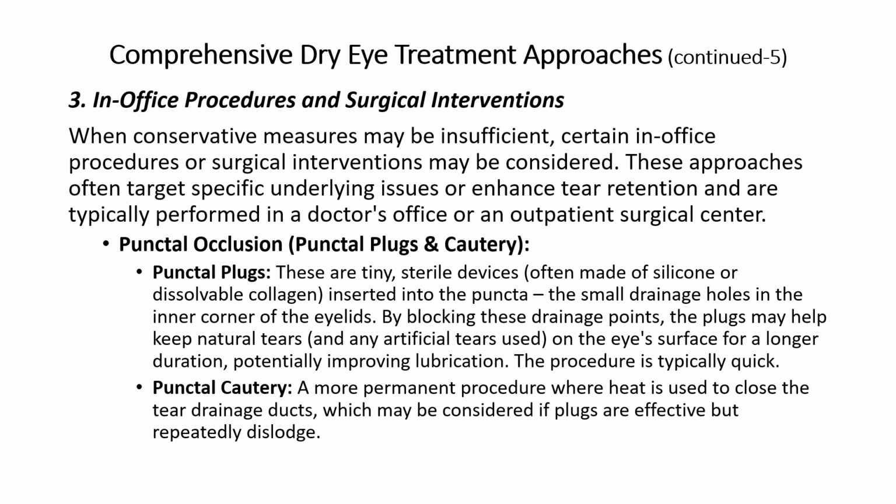Punctal plugs, these are tiny, sterile devices, often made of silicone or dissolvable collagen, inserted into the puncta, the small drainage holes in the inner corner of the eyelids. By blocking these drainage points, the plugs may help keep natural tears, and any artificial tears used, on the eye's surface for a longer duration, potentially improving lubrication. The procedure is typically quick. Punctal cautery, a more permanent procedure where heat is used to close the tear drainage ducts, which may be considered if plugs are effective but repeatedly dislodge.